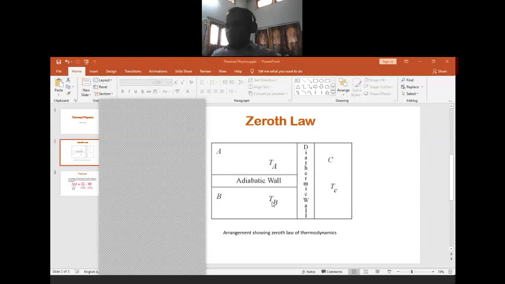If two systems are separately in thermal equilibrium with a third system, then they are also in thermal equilibrium with one another. I hope this is clear. If you understand the concept, you can also write in your own language.